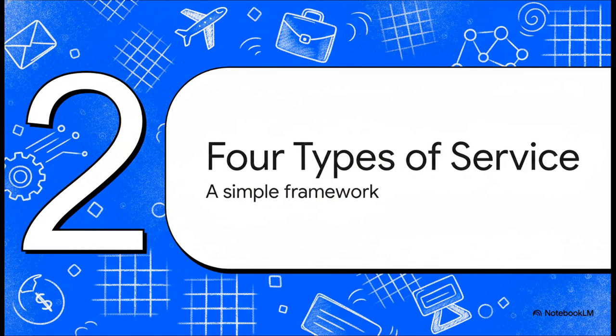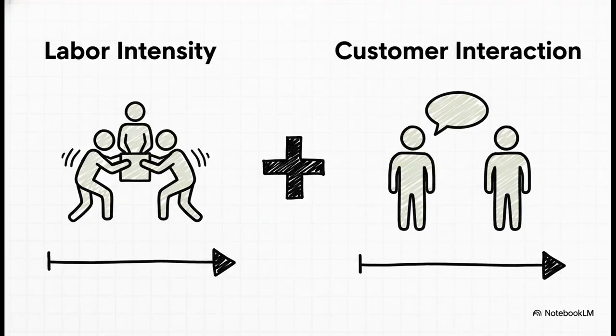So how in the world do you even begin to make sense of all the different services out there? Well, it turns out there's a tool for that. A really elegant way to map everything from an airline to an accountant on a single grid. And it all boils down to two really simple ideas. First, how much people power is involved? And second, how much does the customer get to interact with the service and customize it? Just keep those two factors in your head.